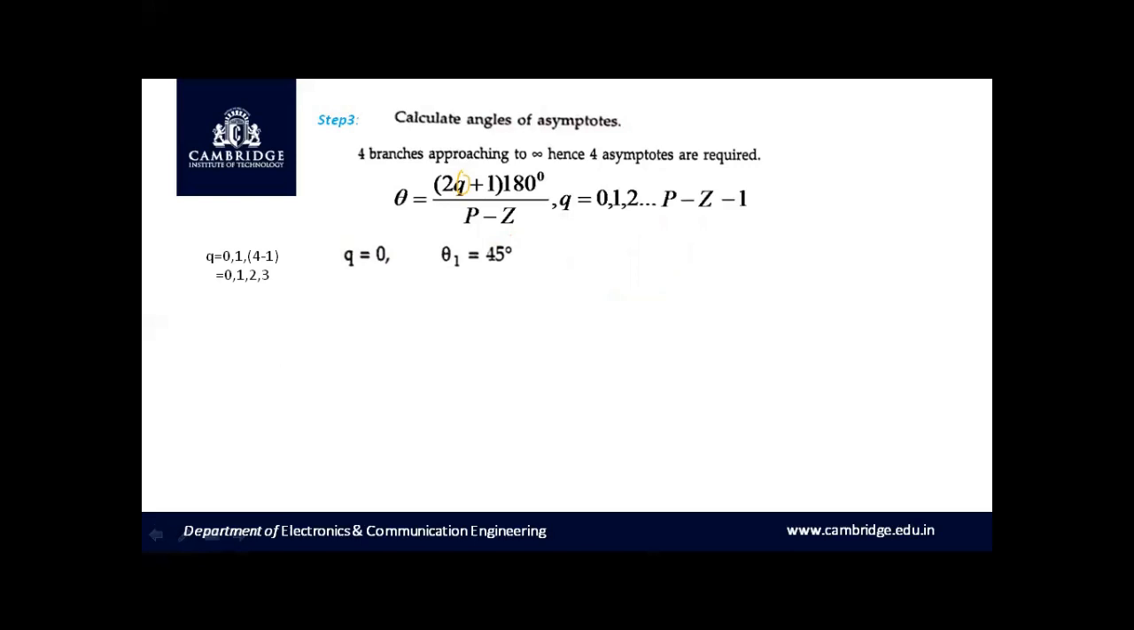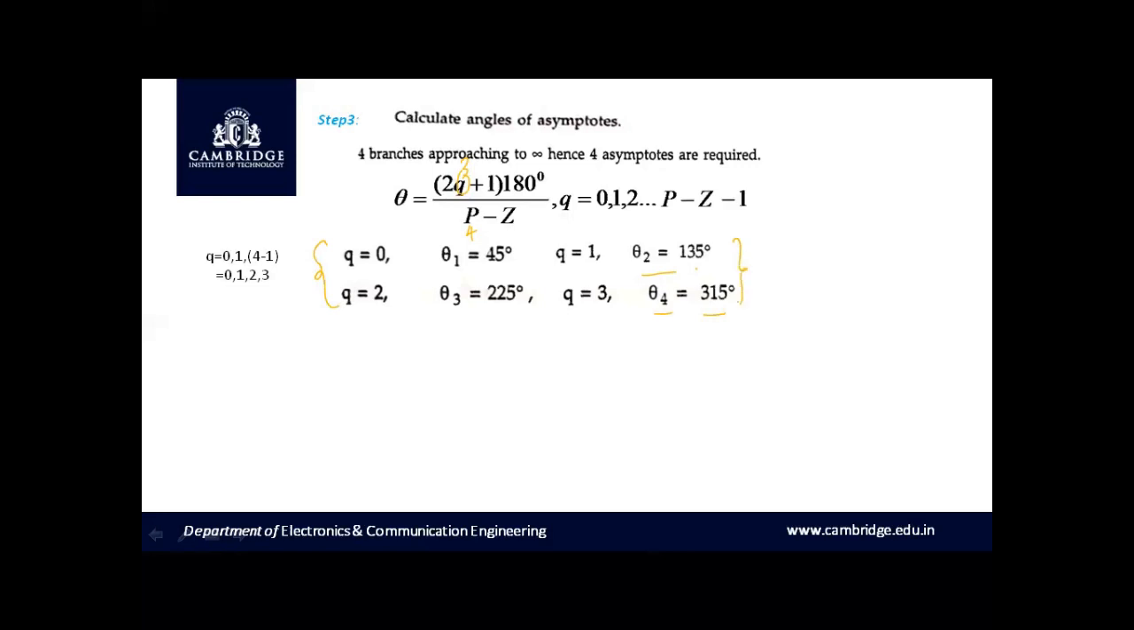When q equals 1, 2 plus 1 into 180 degrees, that is 3 times 180 degrees divided by 4, we get theta 2 as 135 degrees. Substituting q equal to 2, 2 into 2, 4 plus 1 into 180 degrees divided by 4, hence theta 3 is equal to 225 degrees. Finally, substituting q equal to 3, 3 into 2, 6 plus 1, 7 times 180 degrees divided by 4, theta 4 will be equal to 315 degrees. So we have obtained 4 asymptotes.